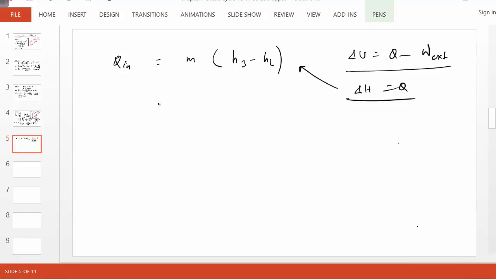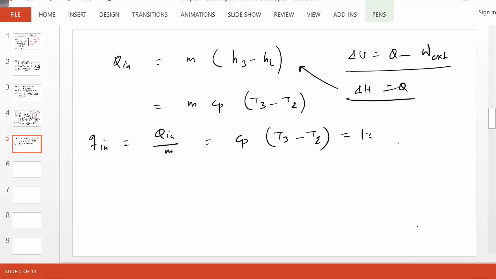So substituting, Q in is M Cp times T3 minus T2, or we can call it small q, which is Q in over mass. Per unit mass, the heat added is Cp times T3 minus T2. Cp is about this, and if we substitute the values of T3 and T2, 2273 minus 972, we end up with 1304.